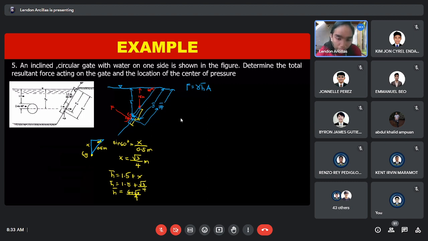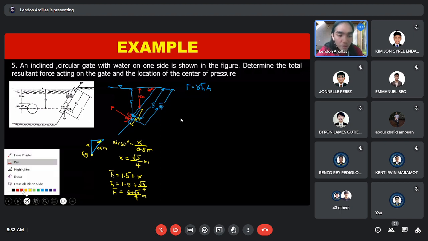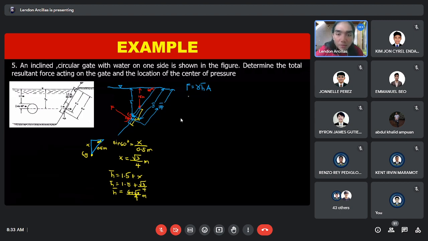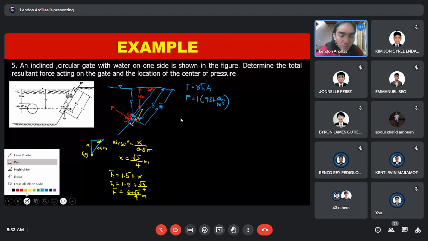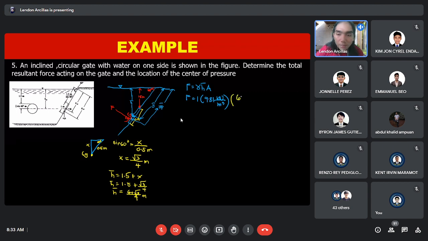meters. So, makukuha na natin tong hydrostatic force. So, specific weight where the object is submerged, that is just water. So, 1 times 9.81 in metric. Next, the h bar here is 6 plus 3 square root of 4. Iba pala. Tama ba?